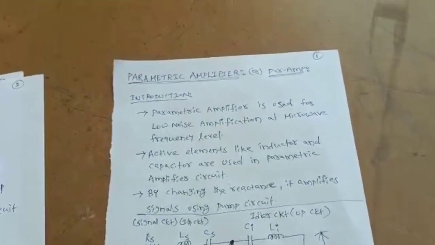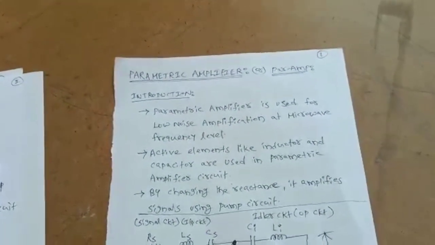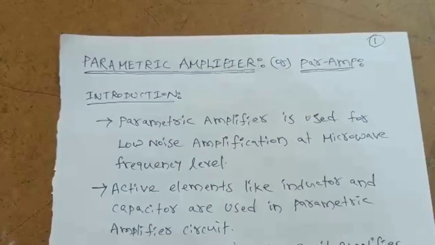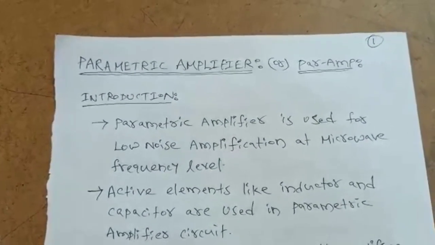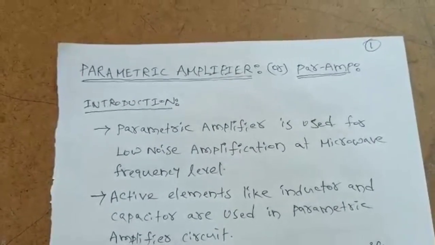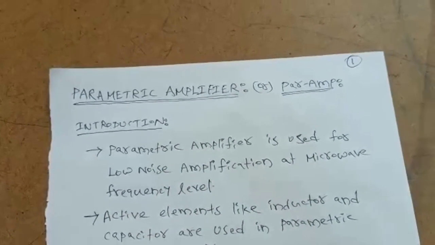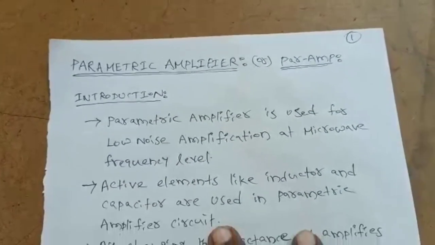So first we will see some introduction to the parametric amplifier. The parametric amplifier is used for low noise amplification at microwave frequency level.